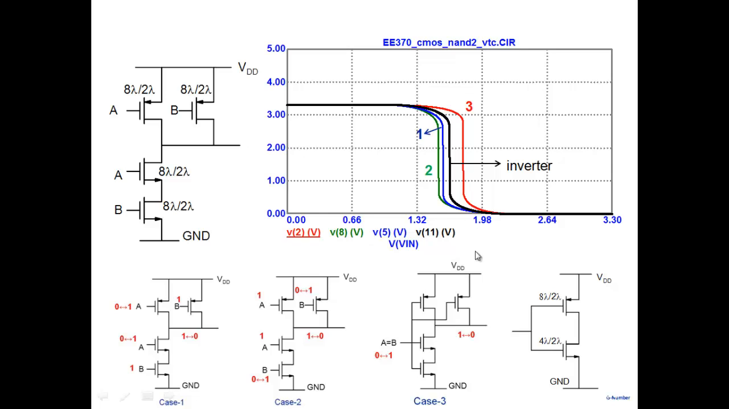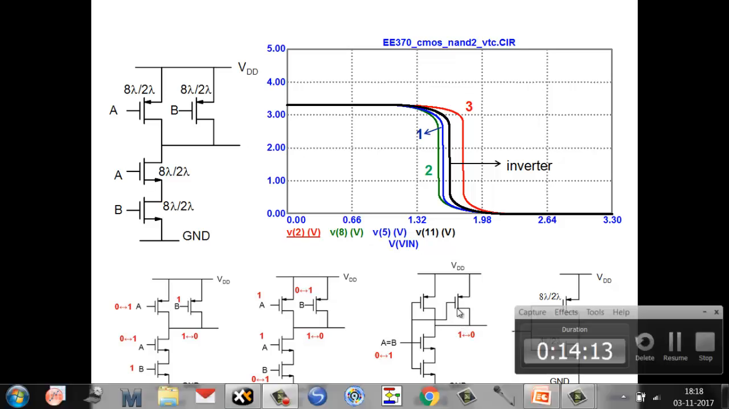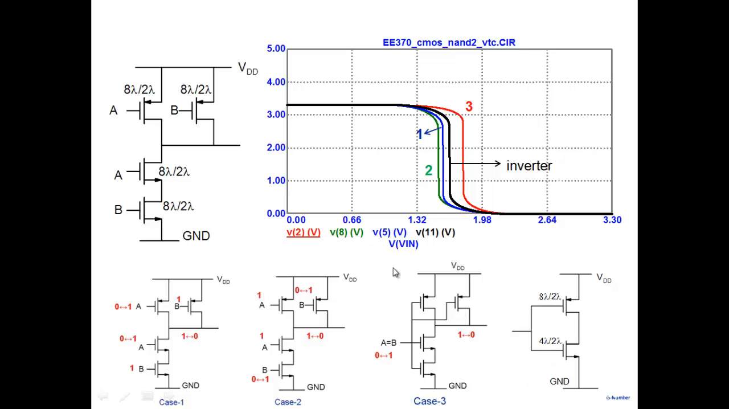Now here, if I compare with respect to the inverter, the size of each transistor is 8 lambda by 2 lambda, and I've connected them in parallel. So effectively, I have 2 transistors pulling my node up. And 2 transistors in parallel are like one transistor with a size of 16 lambda by 2 lambda. So pull-up strength has definitely increased as compared to the inverter. And that's why it's shifting.